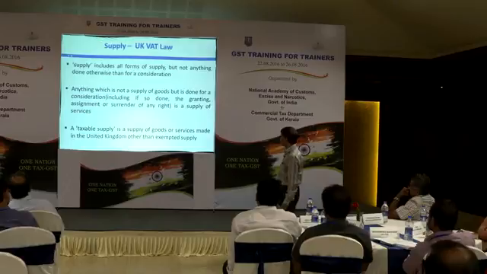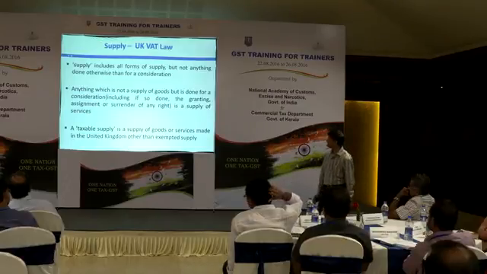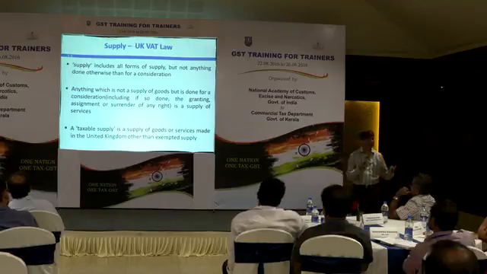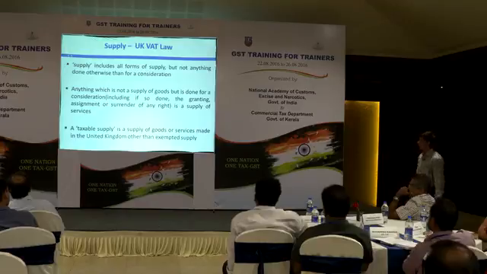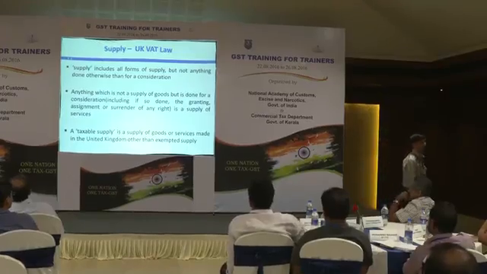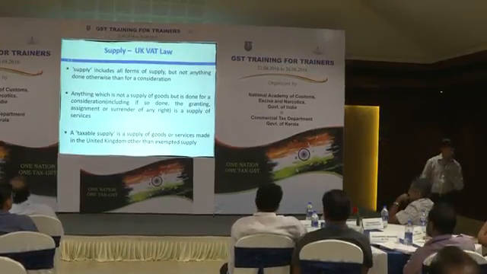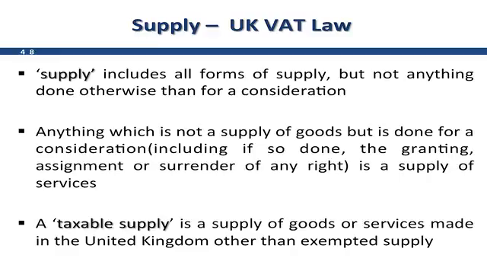Anything which is not a supply of goods, but is again done for a consideration, including, if so done, the grant, assignment or surrender of any right, is a supply of service. You can see the EC Council directive is repeated here. A taxable supply is a supply of goods or services made in the United Kingdom other than an exempted supply. In other words, in goods and services tax, the constitutional amendment defines the tax as imposed on supply of goods and or services, right? Which is a taxable supply. A taxable supply is a supply which is the subject matter of a tax under the concerned legislation.